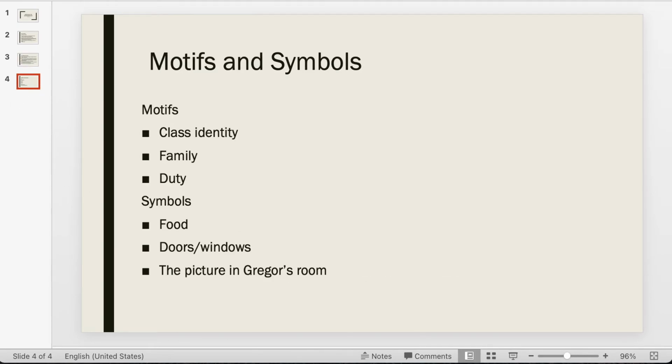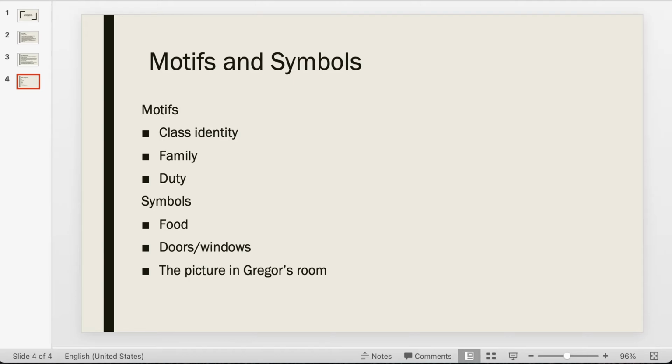So going on here to motifs and symbols in the story, this is not an exhaustive list, so there are other motifs and symbols. I hope you look for some other ones in the reading, but we'll just touch on a few of them here. So we have class identity, family, and duty as our motifs, or our recurring ideas. And these are going to be very common motifs in a lot of realist stories and some surrealist stories as well. And you may see class identity, family, and duty tying back to the readings that we had last week with Punishment and Kabbalawala.